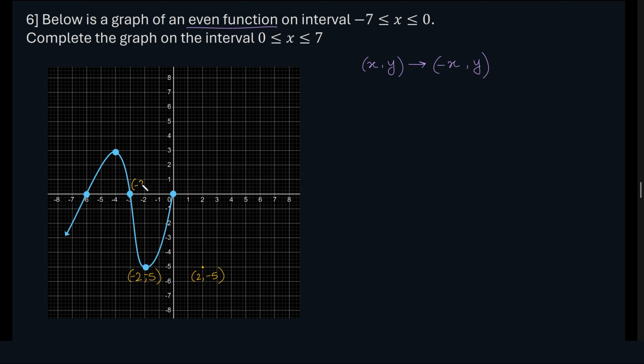For negative 3 and 0, we have 3 and 0. For negative 4 and 3, we have 4 and 3. And for negative 6 and 0, we have 6 and 0.